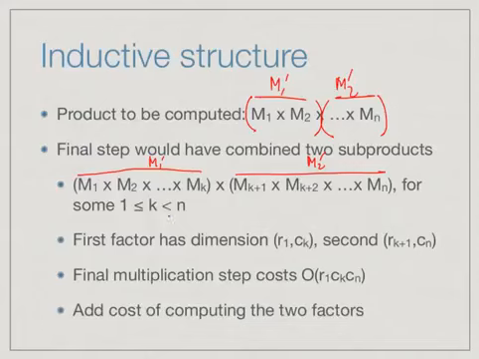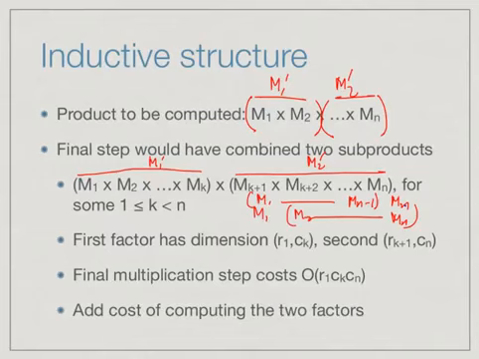And this k is somewhere between 1 and n. In the extreme cases, I could have M1 on one side, and on the other side I could have done M2 up to Mn, this whole thing. Or I could have M1 to Mn minus 1 already computed, and now I want to finally multiply it by Mn. Or it could be anywhere in between.